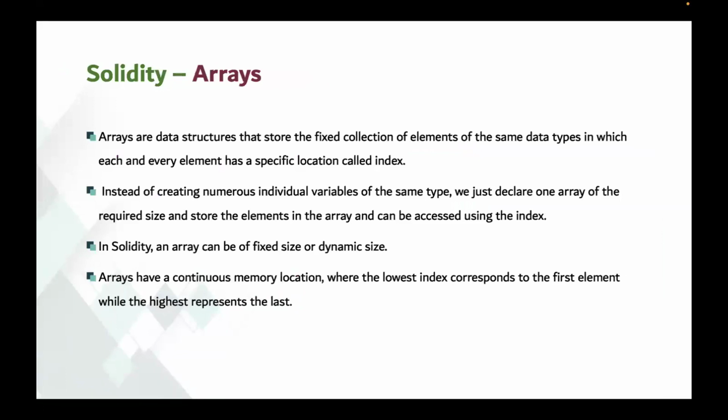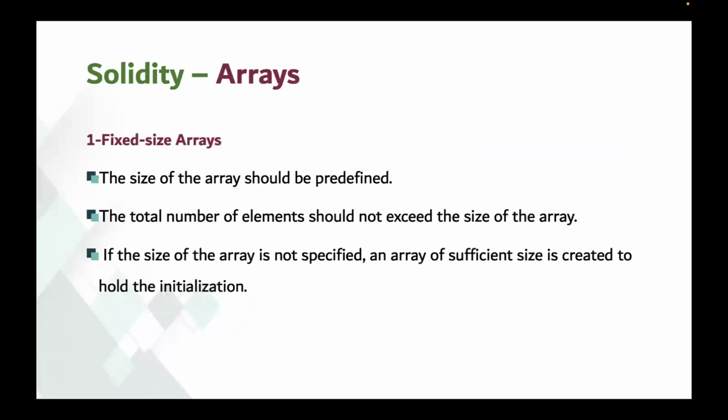Arrays in Solidity are a reference type that stores a fixed collection of elements of the same data type. Each element has a specific location called an index. There are two types of arrays in Solidity. The first one is the fixed size array. The size of the array is predefined and cannot be changed after declaration.